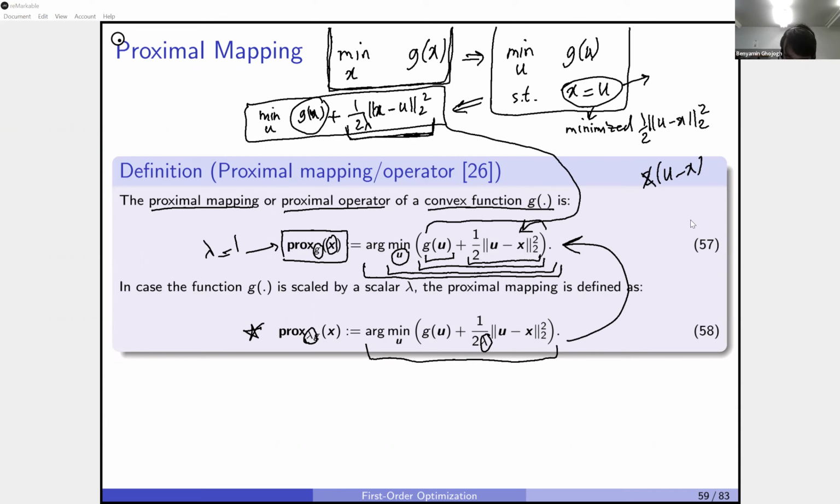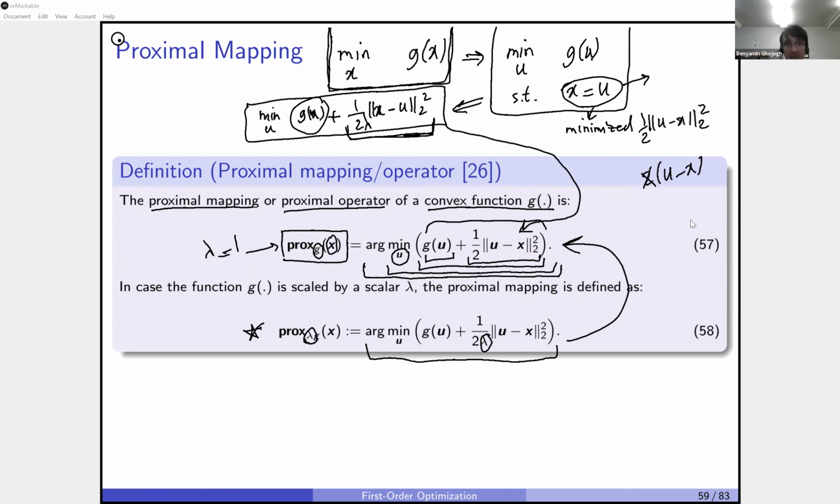And by the way, this argmin returns the u star, which minimizes that, and as we set u to be very close to x, therefore this makes sense because prox is a function of x, but we are setting u to it, but u is very close to x, therefore it makes sense to equate the left-hand side to the right-hand side.